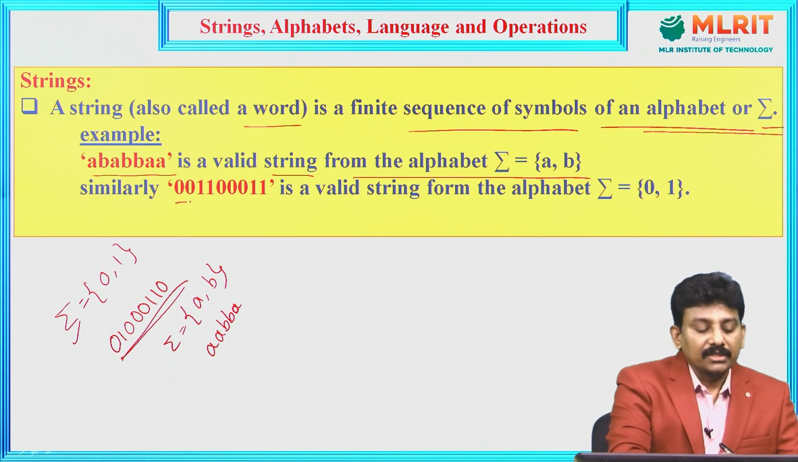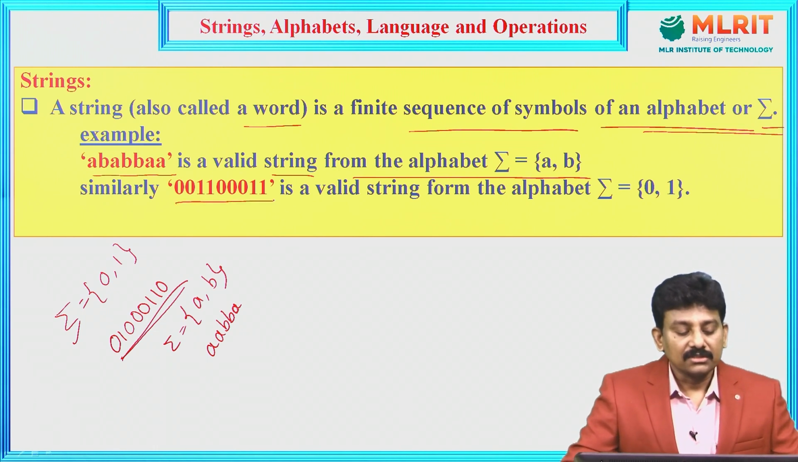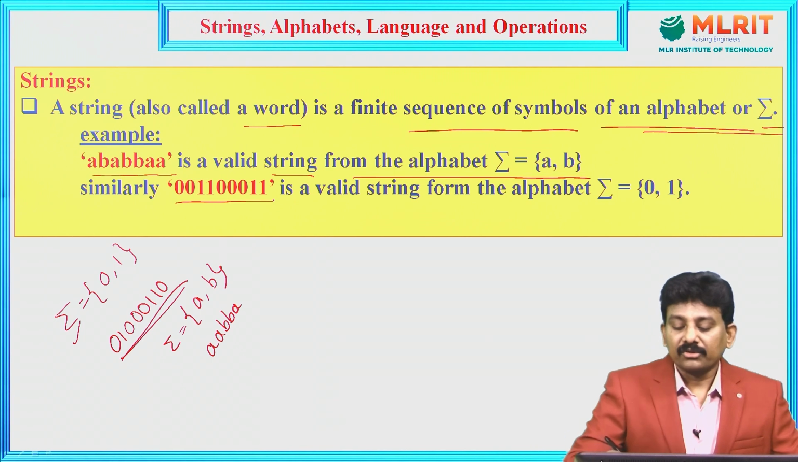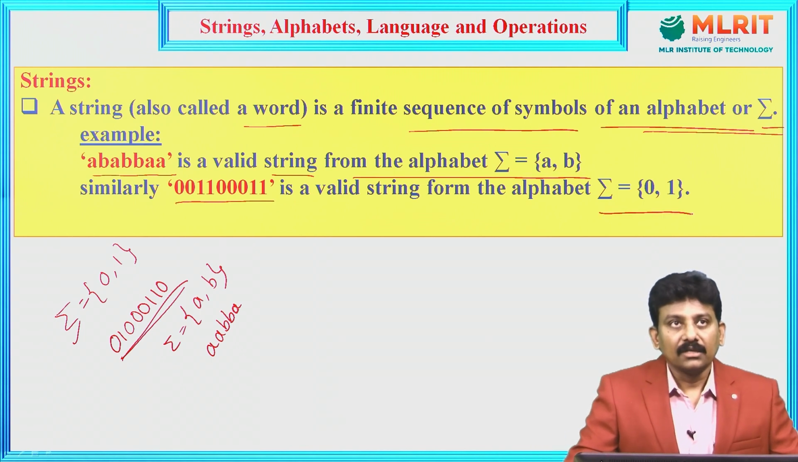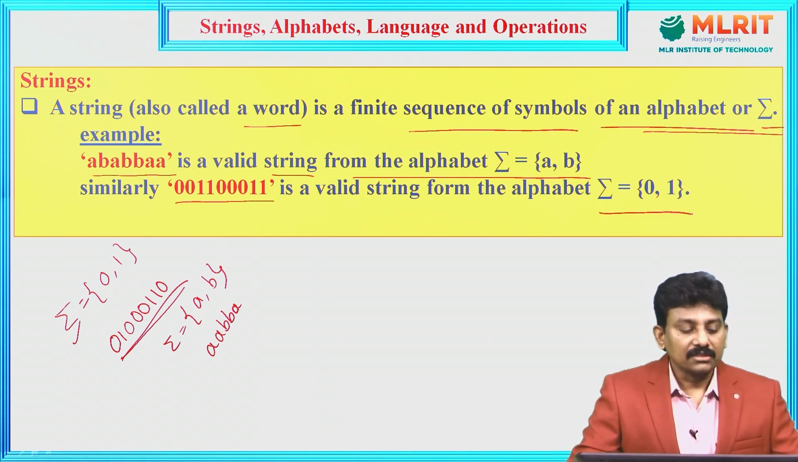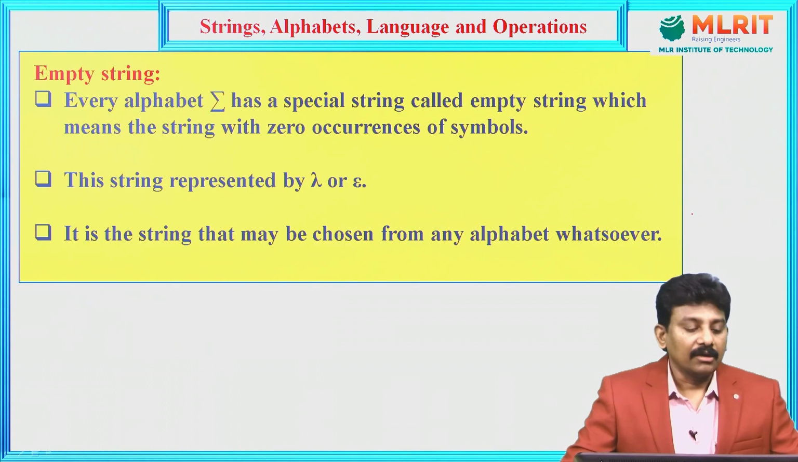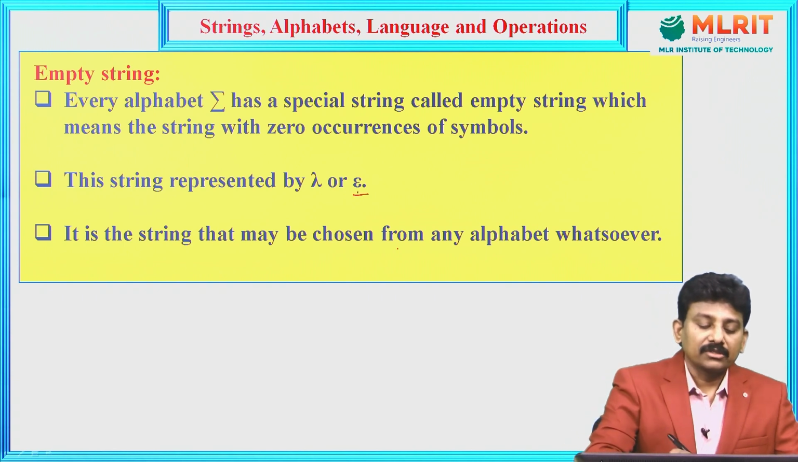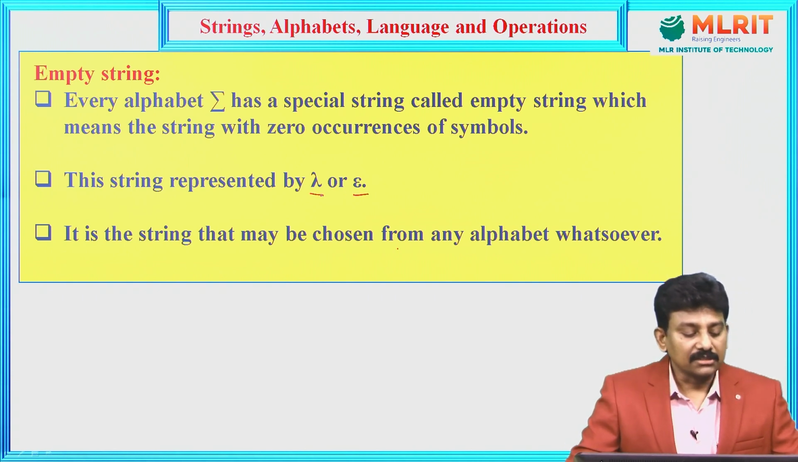Similarly, 0, 0, 1, 1, 0, 0, 0, 1, 1 is a valid string from the alphabet sigma is equal to 0, 1. So, the definition of the string is, it is also called a word, a finite sequence of symbols over an alphabet sigma. Empty string. Every alphabet sigma has a special string called the empty string, which means the string with 0 occurrences of symbols. The empty string is represented by epsilon or lambda. It is the string that may be chosen from any alphabet whatsoever.